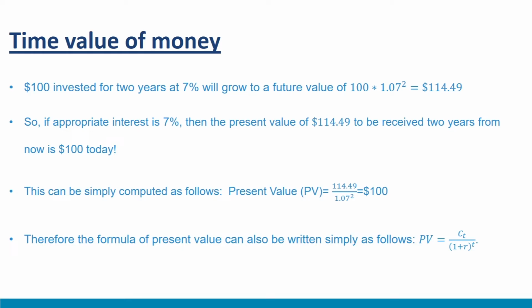In this case, the value of this discounting factor df equal to 1 upon 1.07 raised to the power 2 equal to 0.87. This is the value of $1 received 2 years from today and at an interest rate of 7%. So one can multiply this discount factor with the future value of money to arrive at the present value. For example, if the future value is $114.49, then the present value is df into 114.49 equal to $100.